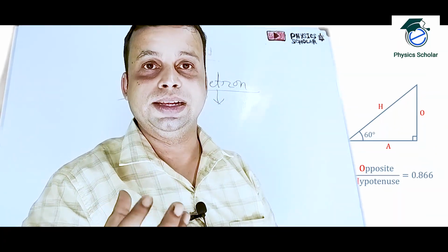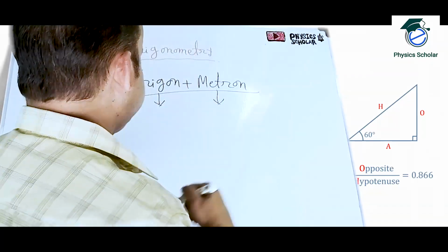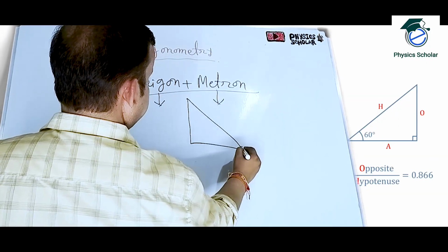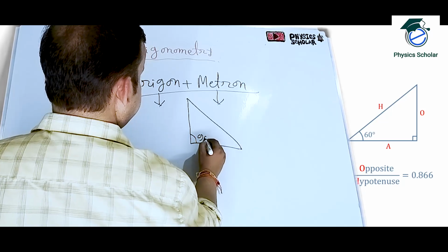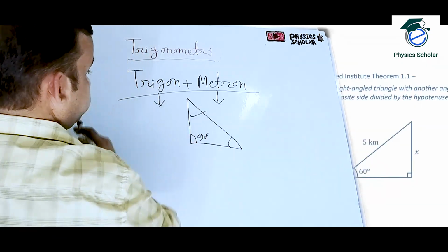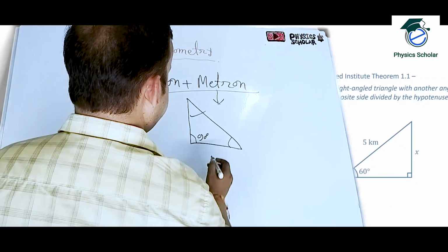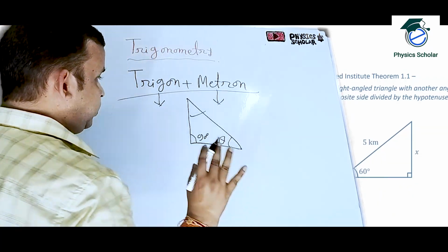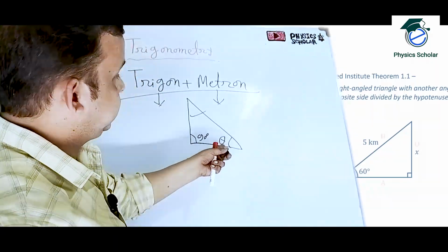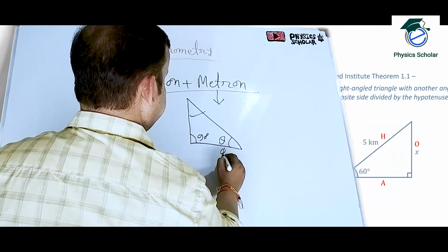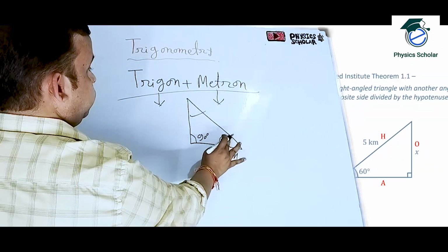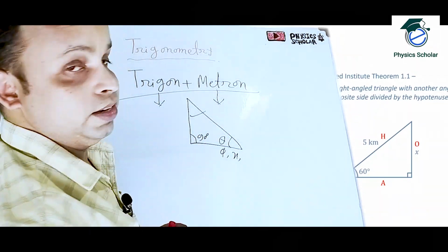In a triangle there are 3 sides. If one angle is 90 degrees, the sum of the other 2 angles will be 90 degrees, and the total will be 180 degrees. Let the angle be theta. Theta is nothing but the measurement of any angle of a triangle. It may be theta, it may be phi, it may be x, but in general we use theta. So theta is an angle.